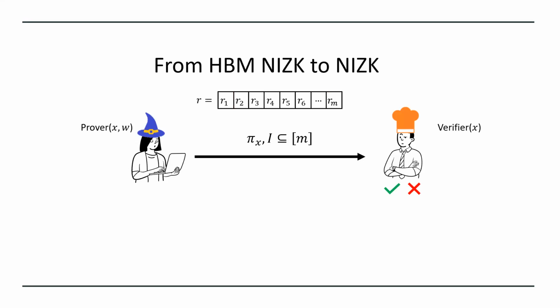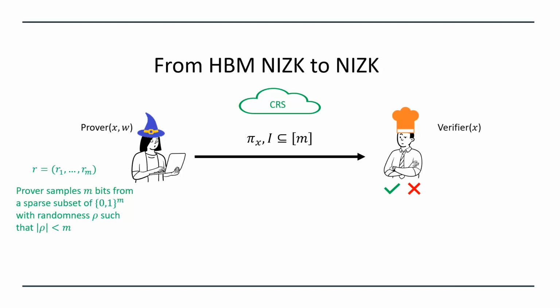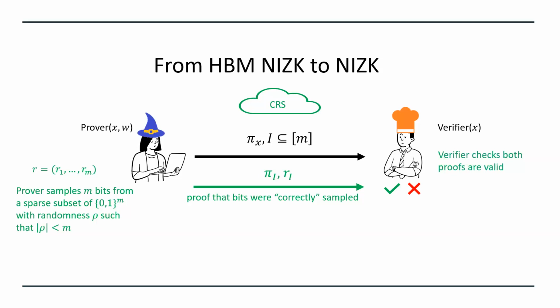Intuitively, the way we're going to do that is by replacing this special string R with a common reference string, which can be seen by both the prover and the verifier. Then we make the prover sample the hidden bits R by itself from some sparse subset of {0,1}^M with some short randomness rho. Once it does this, it proves that these bits were sampled correctly, for some definition of correctly. And then the verifier just checks both of the proofs. So this is intuitively how we can compile this idealized NIZK into a real NIZK.